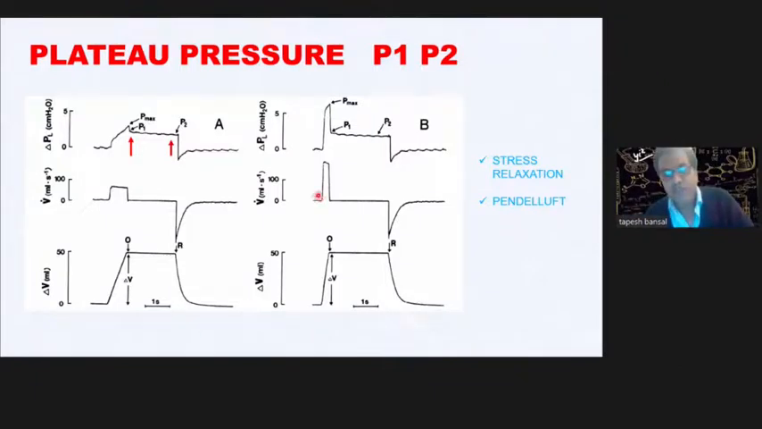However, in states of excessive flow, this is flow here, and you can see the flow is much more here. The difference between P1 and P2 can widen. The difference between P1 and P2 can widen to some extent. So this is just to show you the concept of plateau pressure and P1 and P2 in plateau pressure.